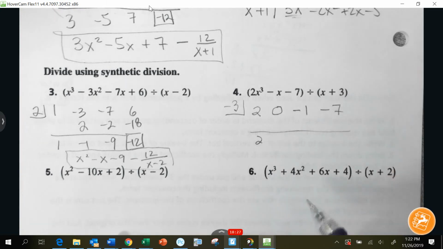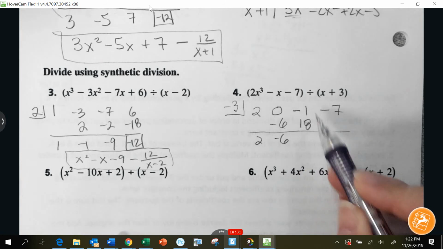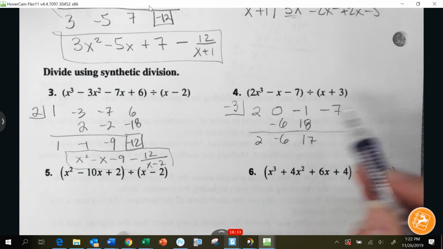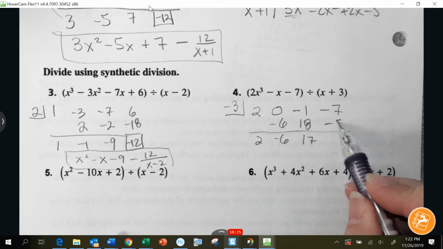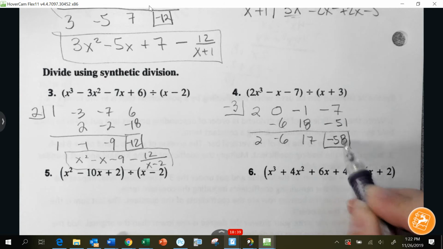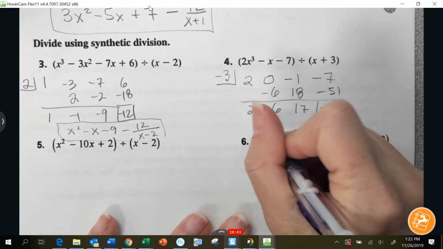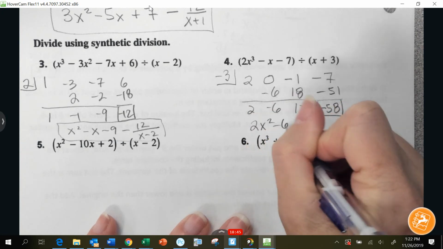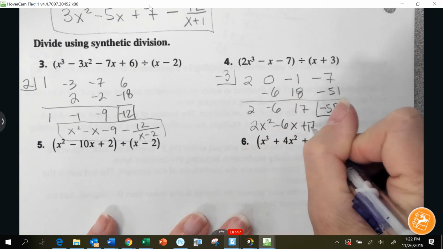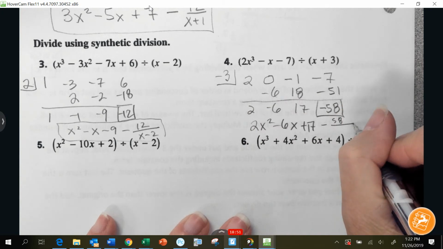So I bring down the 2, multiply, add. Multiply, add. Multiply, add. Two x squared minus 6x plus 17 minus 58 over x plus 3.